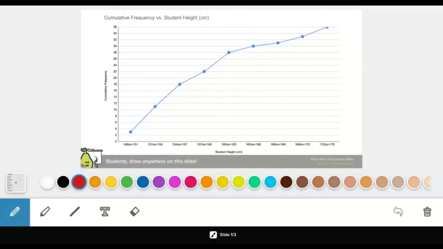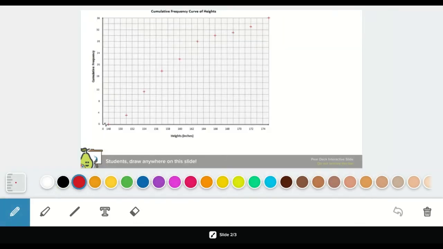All right, so what you see here is what we made in the Google Sheets. To make use of this, we're going to go to the second slide. If we were doing it by hand, it would look like this. It's the same exact graph, but on graph paper by hand.